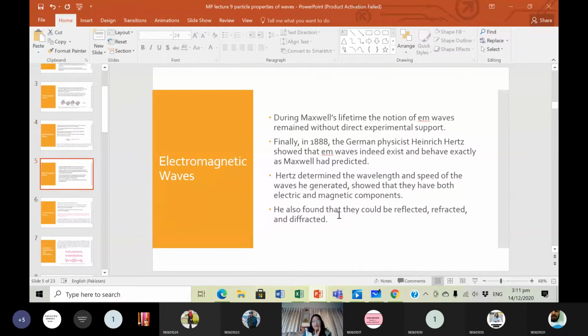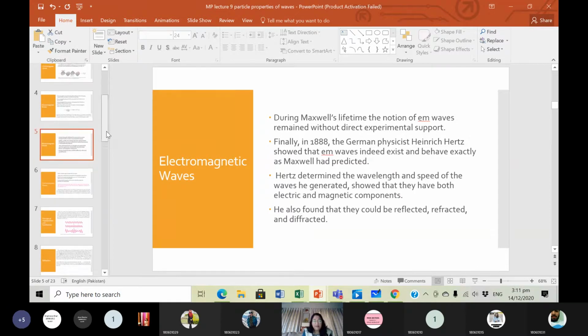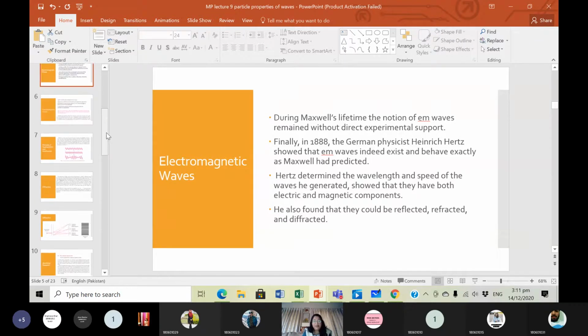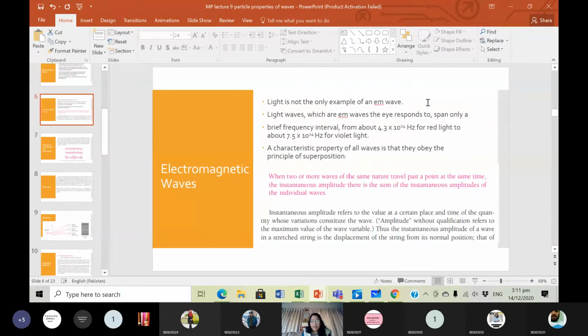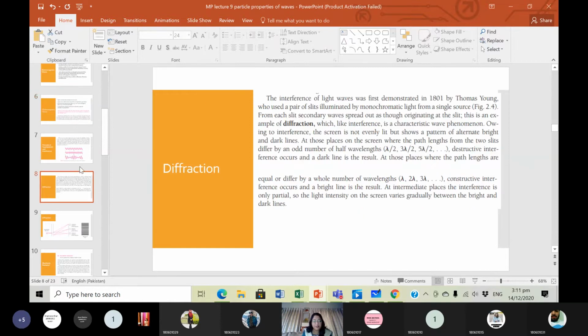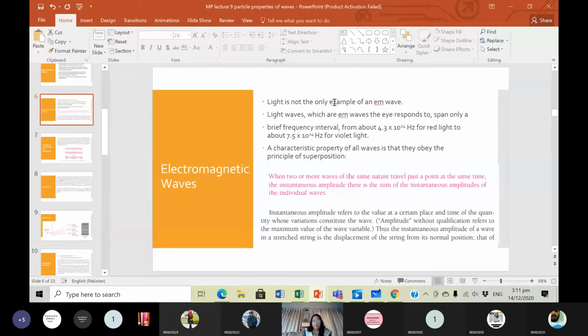So Hertz also found that electromagnetic waves could be reflected, refracted, diffracted. So certain properties of waves include reflection, refraction, diffraction, interference, polarization. These are some properties of electromagnetic waves. Not just of electromagnetic waves, but waves in general. Okay? So these are properties of waves. So light is not the only example. Right now we're just doing a theoretical aspect of this chapter, and then we're going to go into calculations and so on. Okay? So light is not the only example of electromagnetic waves.